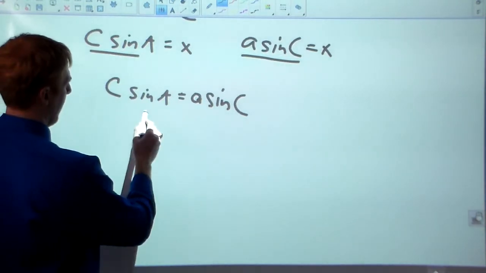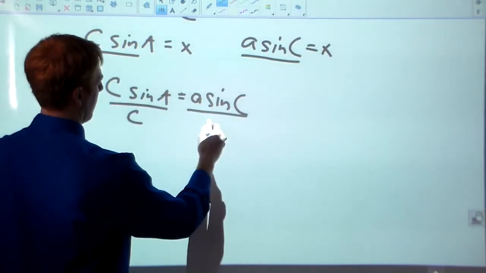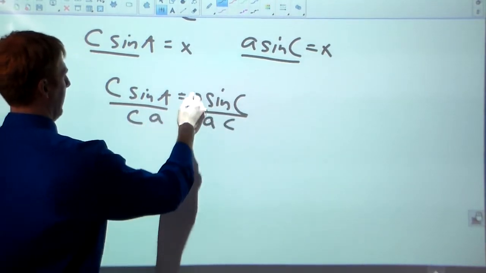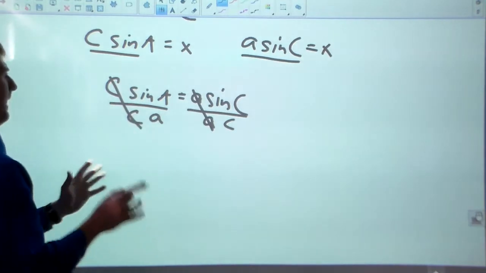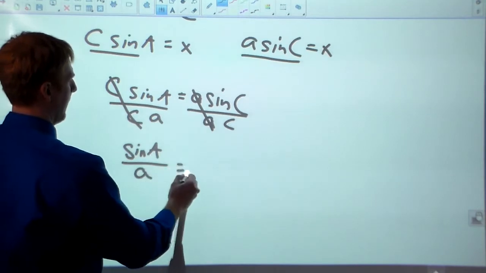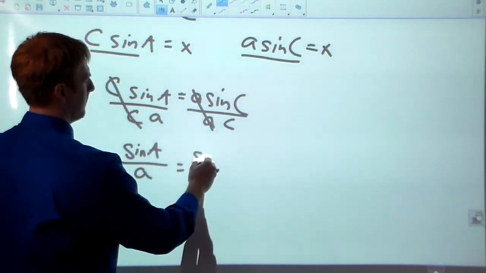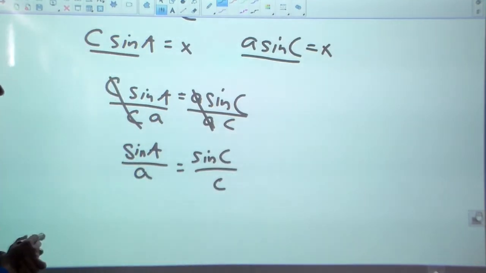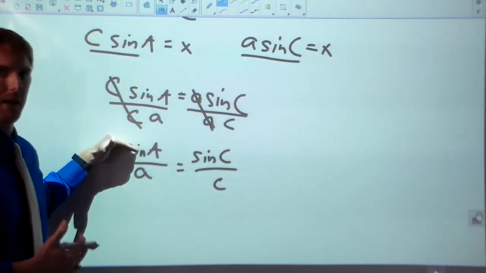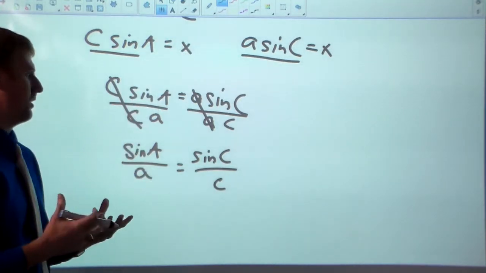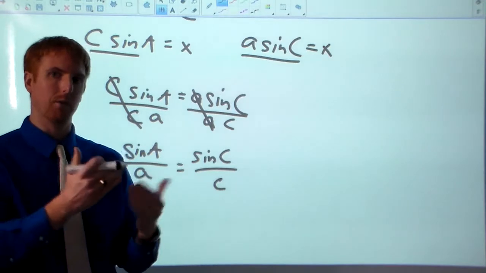And what I'm going to do is divide by the side on each piece of the equation. So divide both sides by C, divide both sides by A. Now, if that's too much at one time, just take it one piece at a time. So at the end, sine A over side A is equal to sine of C over the side length C. And that's it. That's your law of sines. You take the sine of any angle divided by the side across from it, and that ratio is going to be the same throughout the whole triangle.